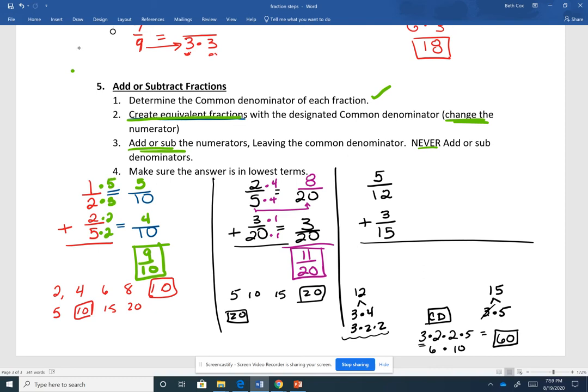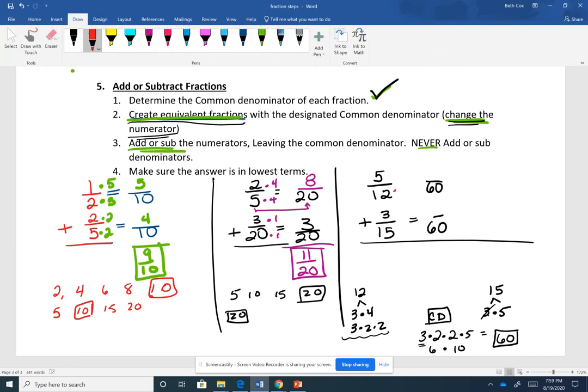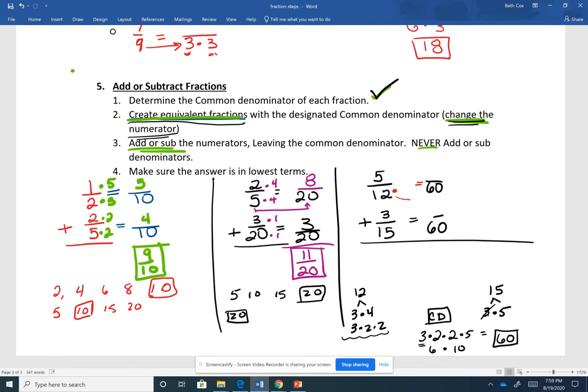Okay, now you could have done the same thing we did with the other ones and get it, but I wanted to show you the other way. So now I've determined my common denominator. Check. Step 2, create equal fractions by changing the numerators. Okay, so let's think about what we have to change the numerator by. 12 times what is going to give me that 60? Well, look down here. Remember, there's the 12. 12 times 5 gave me that 60. So I'm going to change my numerator. 5 times 5 is 25.